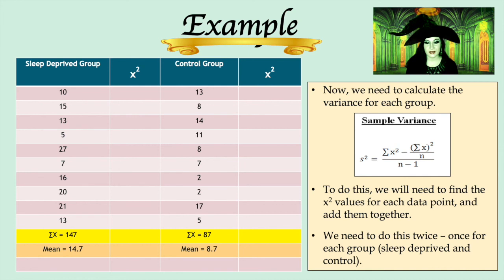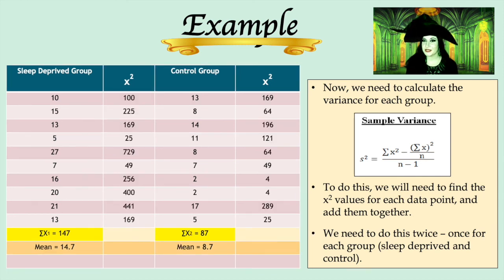So we need to find the variance for the control group, and we need to find the variance for the sleep-deprived group. Once we do that, we have 10 times 10 is 100, 15 times 15 is 225. So we have to go down the row for the sleep-deprived group and down the row for the control group. Once we do that, these are the numbers that you should end up with. After you've calculated the squares of each score, we then need to get some totals. We need to get the sum of x squared for each sample.